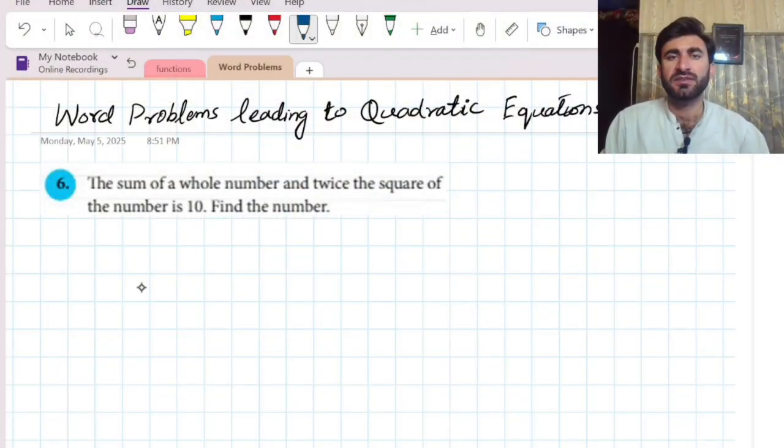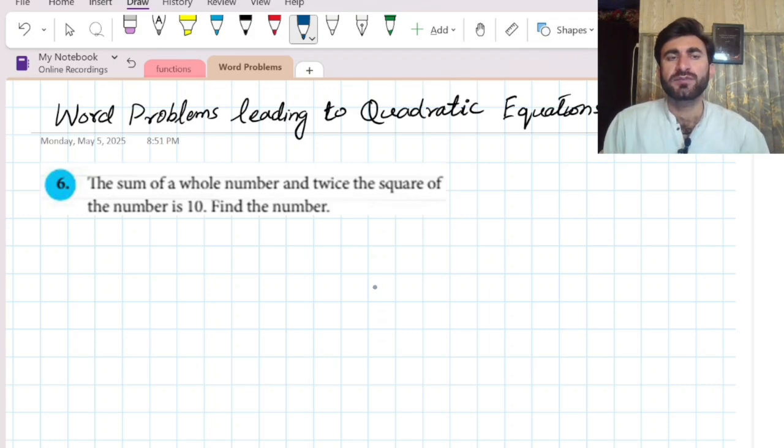Hello and welcome back. Today we are going to address some word problems which lead to quadratic equations. I have taken some examples from the 8th edition of D3, and these problems belong to exercise 2A. Let us start with it.